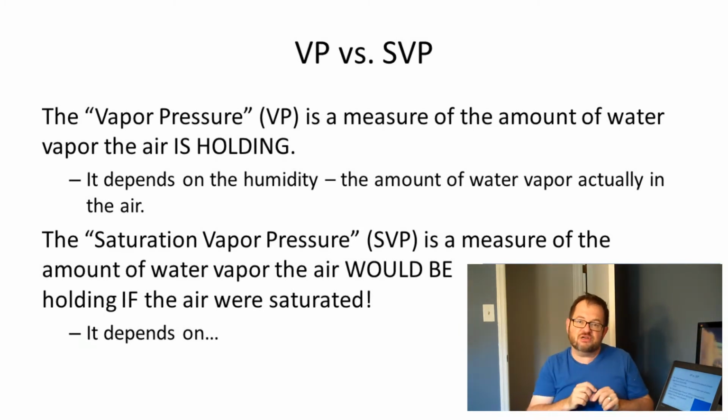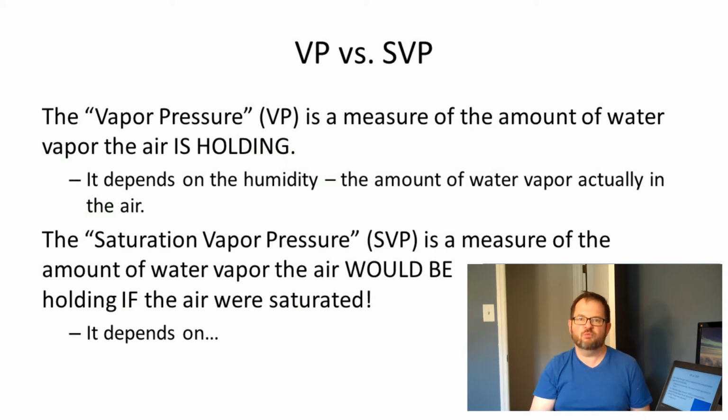That's in contrast to saturation vapor pressure. SVP is a measure of the amount of water vapor the air would be holding if it was saturated. Now, that doesn't mean it is holding that much. The air might be subsaturated, but if it were holding that much, that is how much water vapor the air would be having at the saturation vapor pressure. Saturation vapor pressure does not depend on the amount of water vapor that's in the air. The air might have no water vapor in it right now. That's not the question saturation vapor pressure is asking. It's asking how much would it hold if it were saturated.